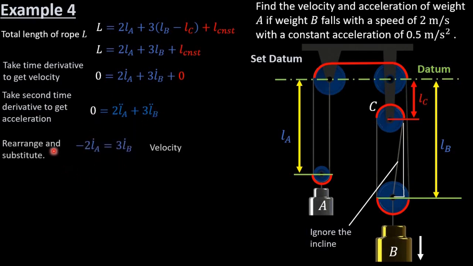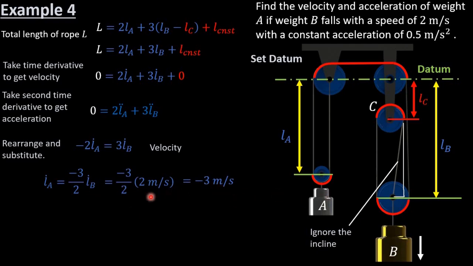Okay, so now we rearrange and substitute. So I'm going to take my equation here for velocity and then subtract 2 times L sub A dot from both sides to be left with this. And then divide both sides by minus 2 to get this. Substitute L sub B dot with 2 meters per second because I know the velocity of L sub B. So I know the velocity of this weight was 2 meters per second. So substitute that in to get this. And then simplify that down to get minus 3 meters per second.